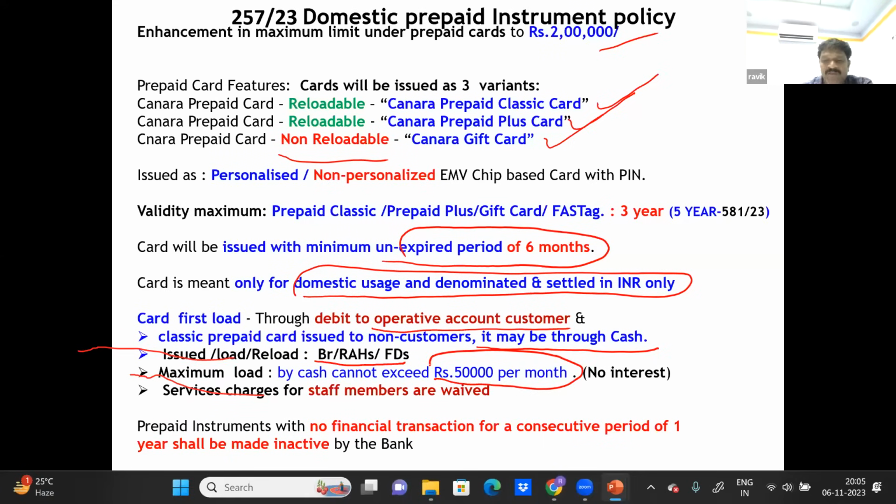Being a banker, we know pretty well. In prepaid cards, whatever amount is deposited in that card, no interest will be paid. Naturally, bank by bank will pay interest. And remember, service charges for staff are waived.